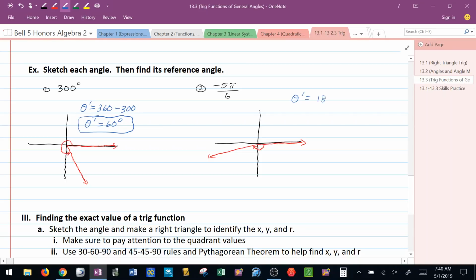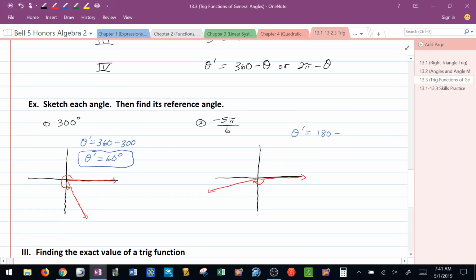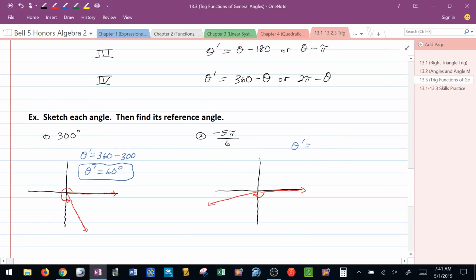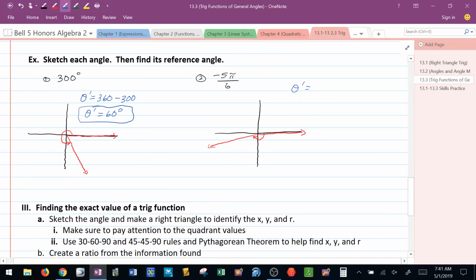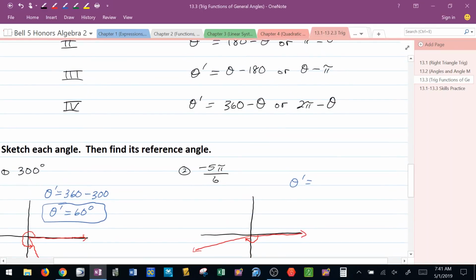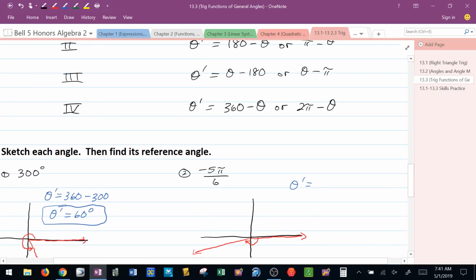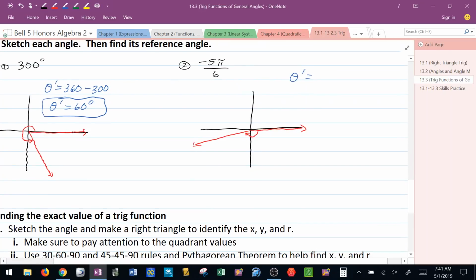is I need to take 180 minus 5 pi over 6. Wait a minute, that's not going to work, is it? That's not going to work because 180 is what? 180 is not radians. So I need to use theta, which is negative 5 pi. Let me look at this real quick. Okay, yeah, so quadrant 3, we're going to take theta minus pi.